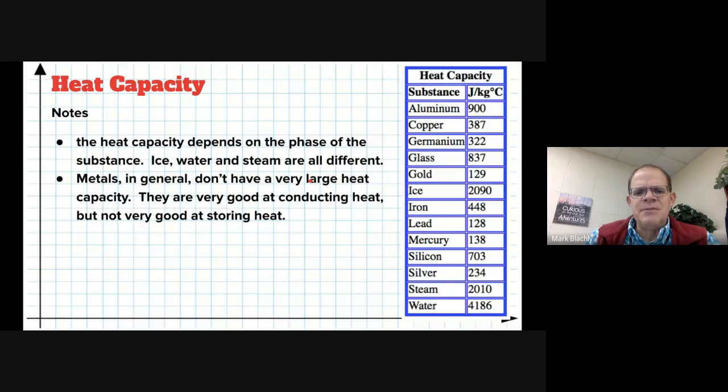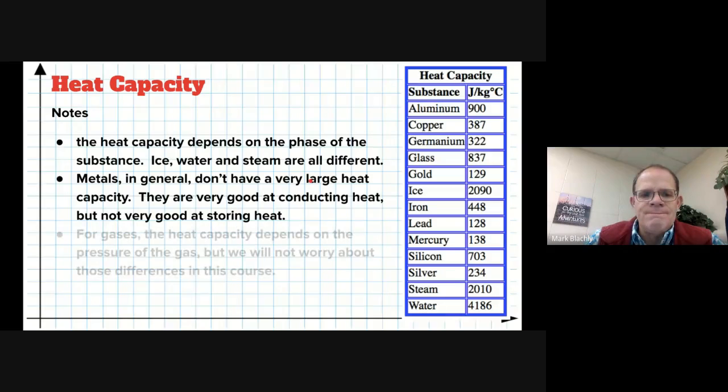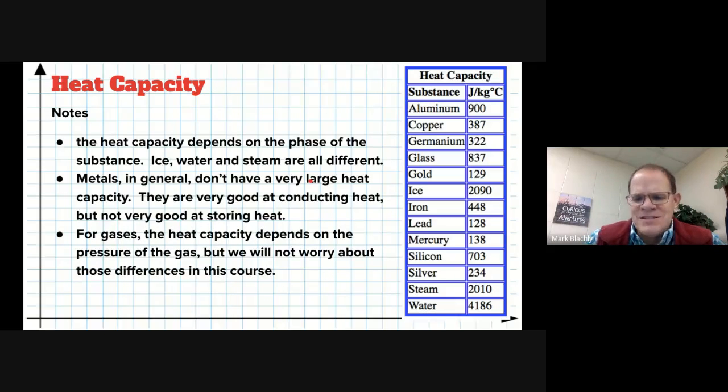Metals don't have any large heat capacities. They are really good at conducting heat, but not at storing heat. So metal feels super hot because when you touch it, it can pass its heat along to you really quickly. It's good at conducting it, passing it along. It's not very good at storing lots of heat. And we're not going to worry about gases, so we don't need to worry about that last one there, okay?